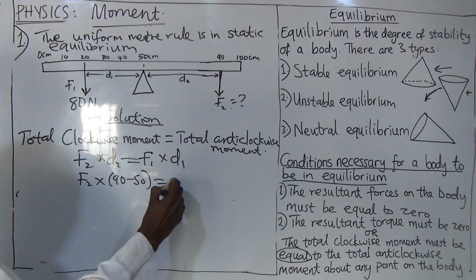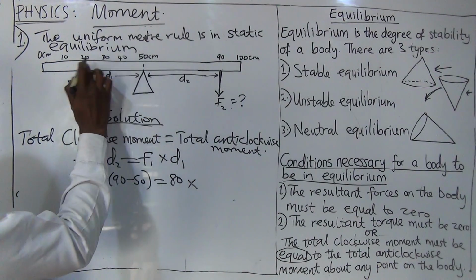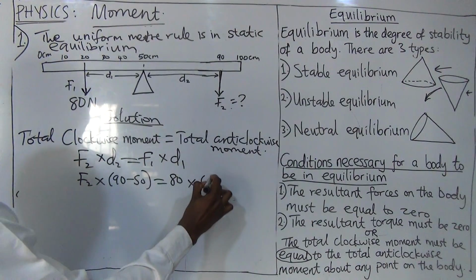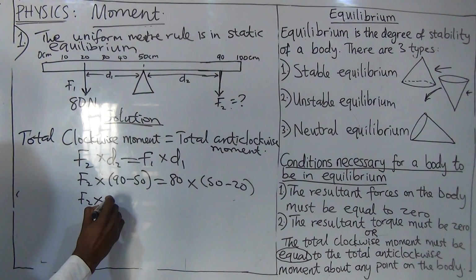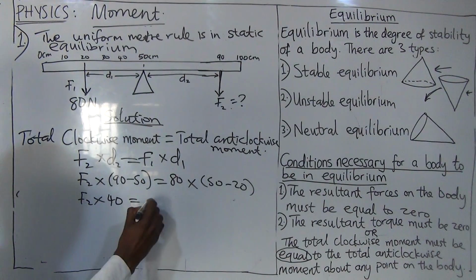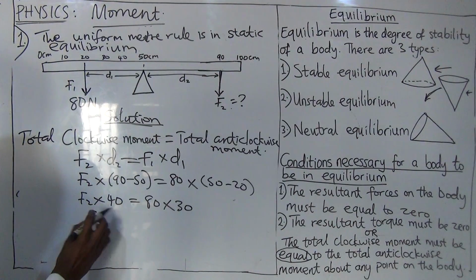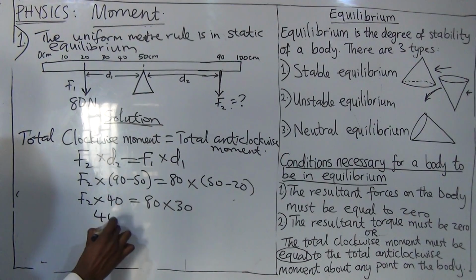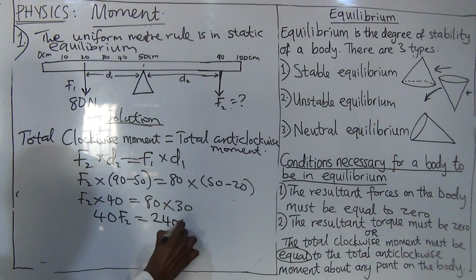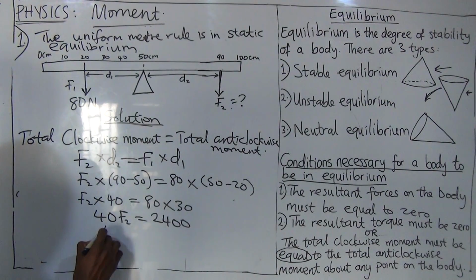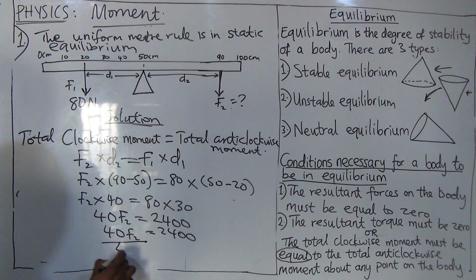Then F1 is 80 multiplied by what is D1? That's the distance from here to here. How do you get this distance? 50 minus 20. Easy. So we have F2 times 90 minus 50, which gives us 40, is equal to 80 multiplied by 50 minus 20, which gives us 30. So that means 40 F2 is equal to 80 multiplied by 30, which will be 2,400. To get F2, since 40 F2 is equal to 2,400, we divide both sides by 40.